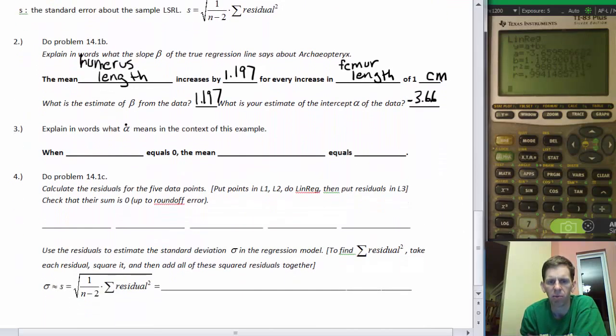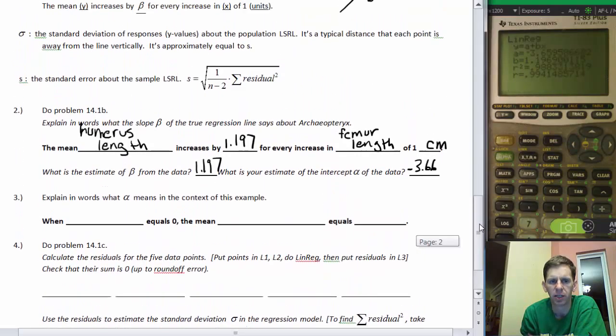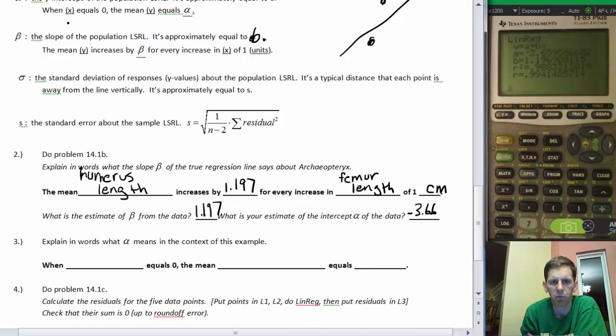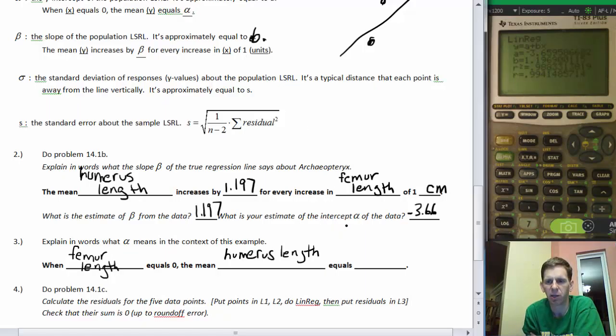Now you should be able to move on to number 3. Explain in words what alpha means in the context of this example. So we're going to use the alpha explanation, and we're going to replace x with the x variable, which again is femur length. The mean y, humerus length, equals alpha, which is approximately equal to a, which was negative 3.66. So that's our interpretation. Again, sometimes alpha doesn't always make sense due to extrapolation. Obviously, femur length is not going to be a negative value. Based on our data, we're going to have to restrict our domain.